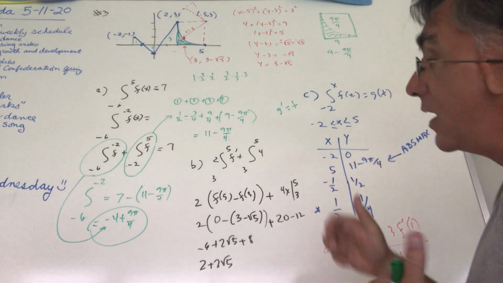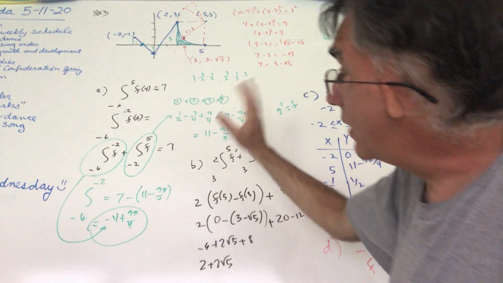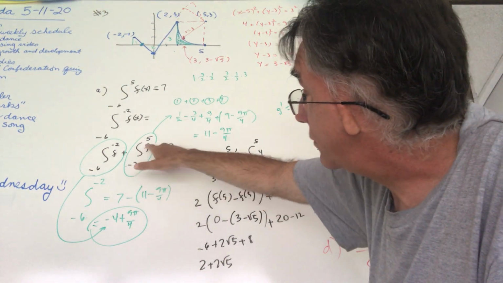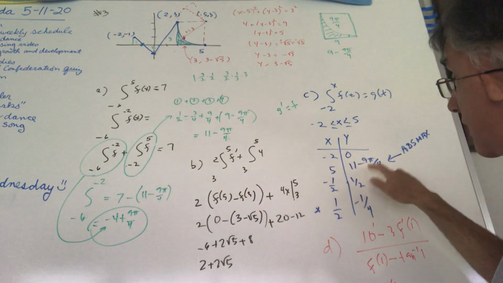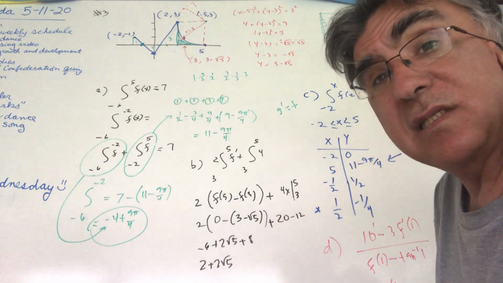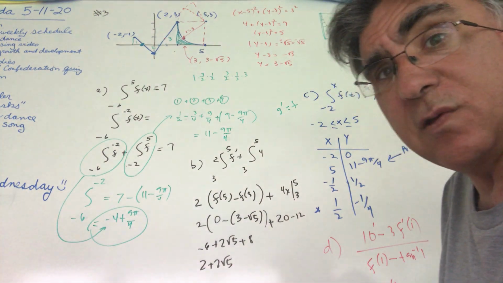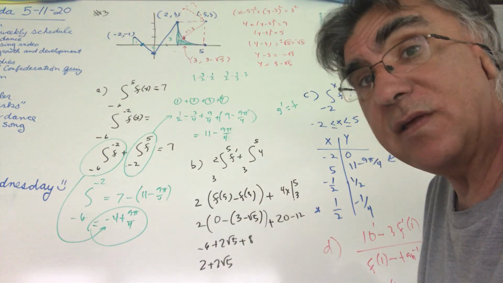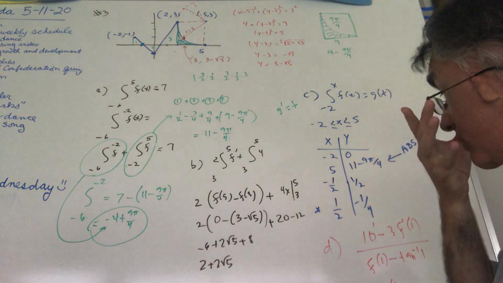The 5, we did. Luckily for us, we did the integral from -2 to 5. It took us a fair amount of time, but we already did it. And that's pretty common on the test. They often will give you the sum of them, either the critical numbers or the endpoints.